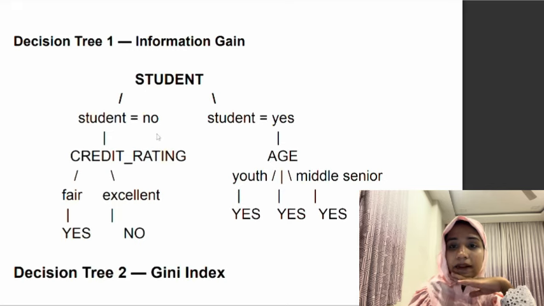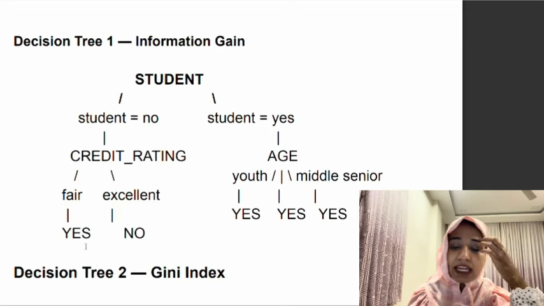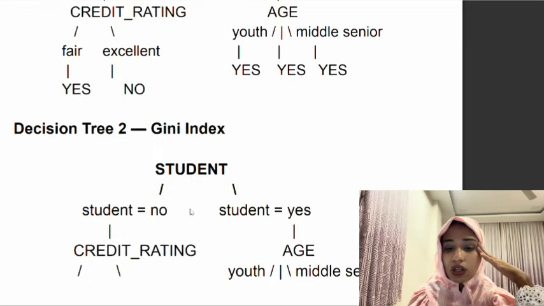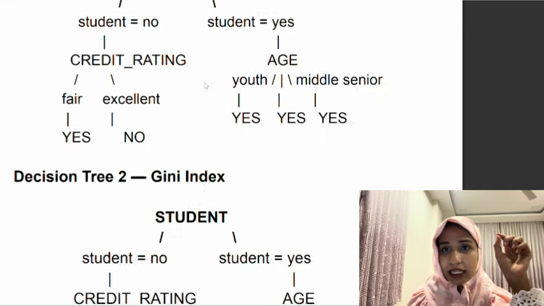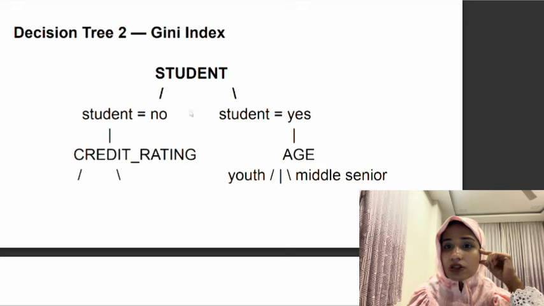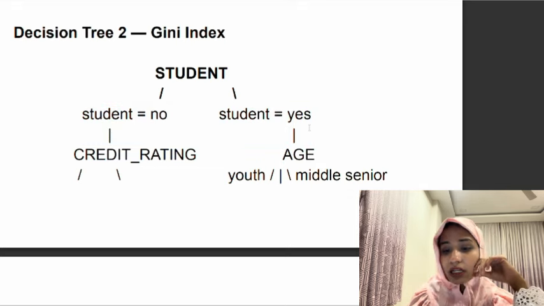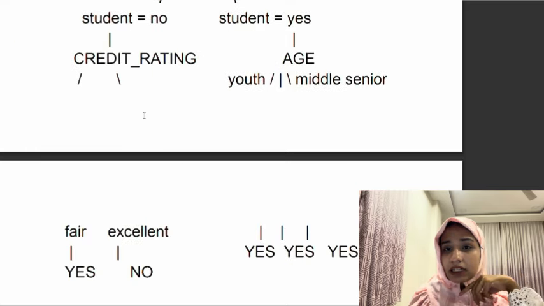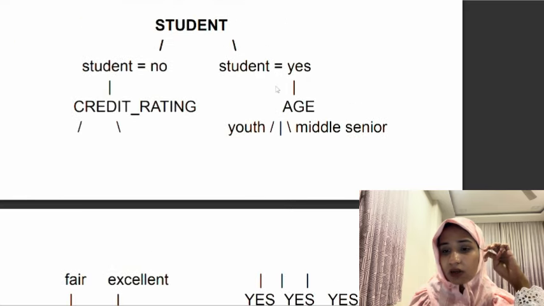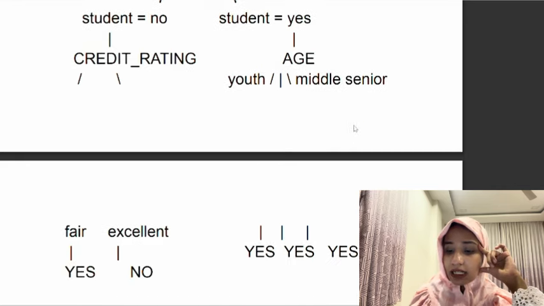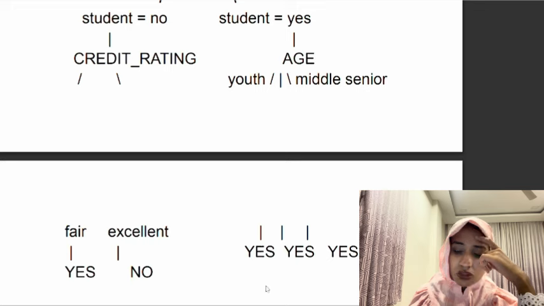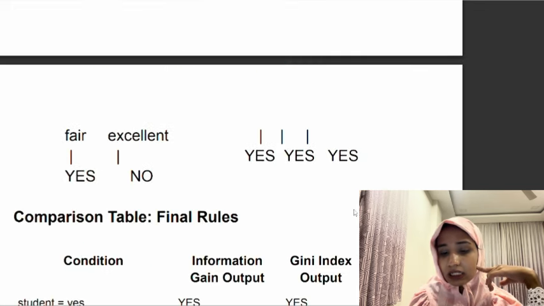And if he or she is not a student, we find credit ratings. If it is fair, yes, and if it's excellent, then no. That was using information gain. Then using Gini index, we have student equal to no and student equal to yes. Again for student no, credit ratings fair and excellent, yes, no. And if he or she is a student, then we find his age, youth, middle or senior. Youth is yes, middle and senior both yes.